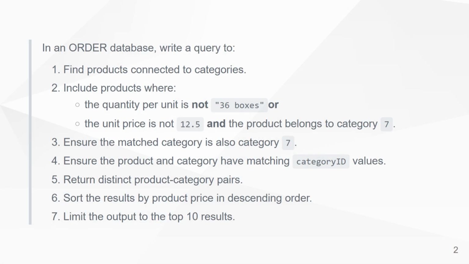Now let's move on to the second query, which in my opinion is a bit more complex, but we'll go through it step by step. We're given an orders database. Write a query to find products connected to categories and include products where the quantity per unit is not 36 boxes or the unit price is not 12.5 and the product belongs to category 7. Ensure the matched category is also category 7 and ensure the product and category have matching category ID values. Return distinct product category pairs and sort the results by product price in descending order. As well, limit the output to the top 10 results.